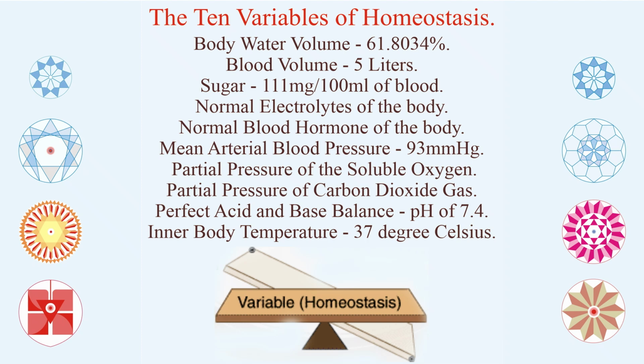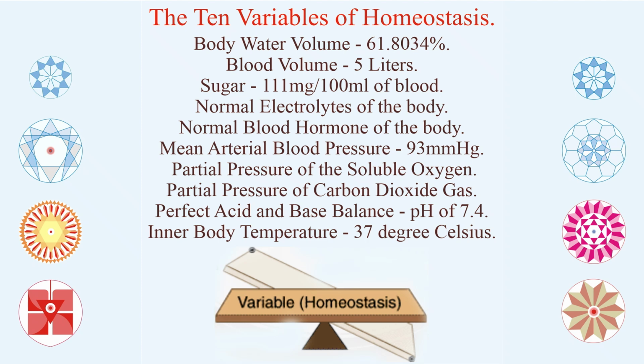First thing which comes to my mind is the water content in the body. I make it very clear according to Divyank: the amount of water on the earth is 61.8034 and solid is 38.1966, and the same thing is true of water in the human body. Water in each cell is also like that. Now comes the question of blood volume, which is only 5.5 liters, and sugar content should be 111 milligram per 100 ml of blood all the time.